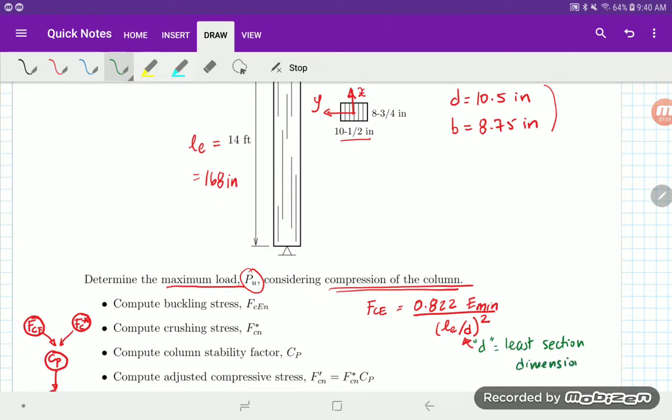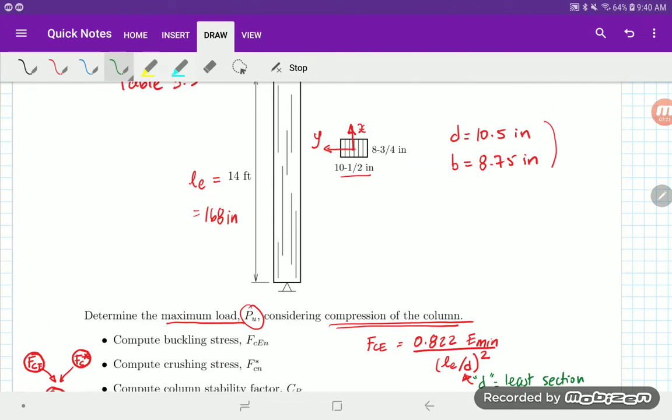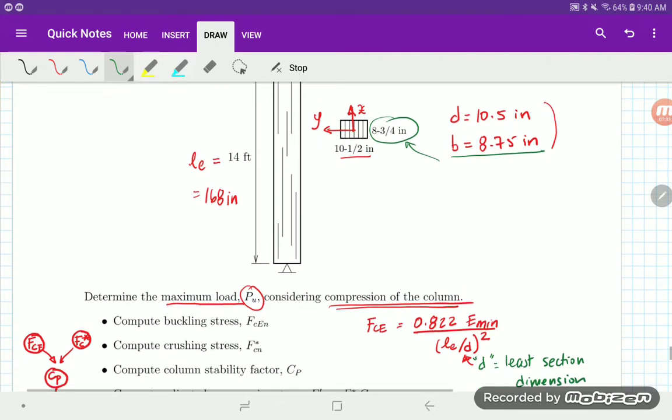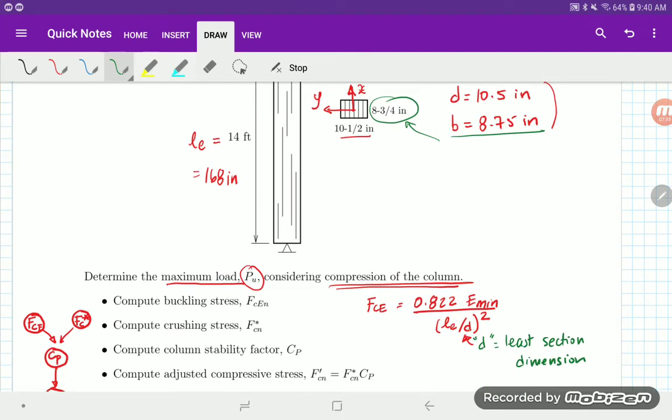So even though when we're looking at beams, the smallest section would automatically be the breadth, and that would be B, and D would be the 10.5. When we're doing columns, careful that this D is always the smallest dimension of the two, especially for the same buckling length.